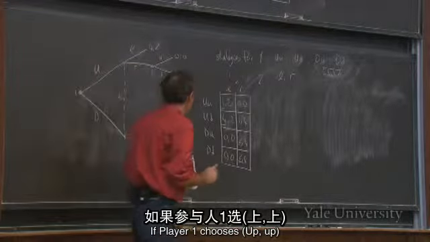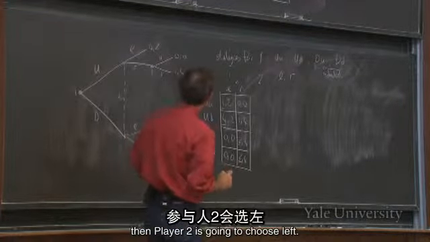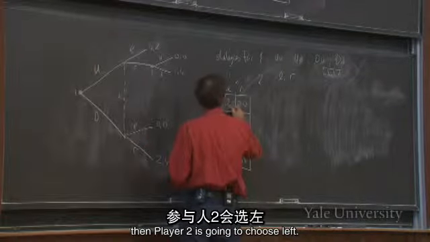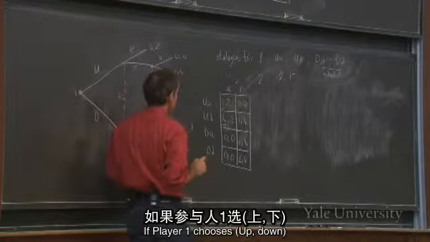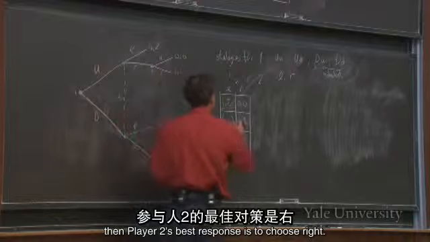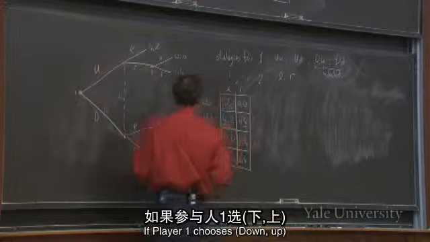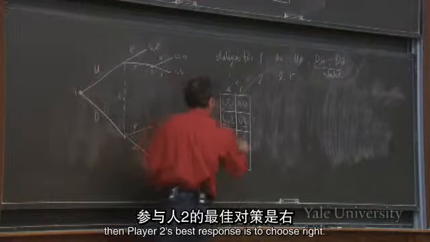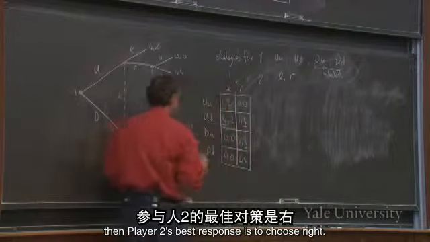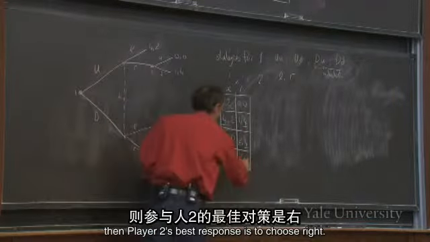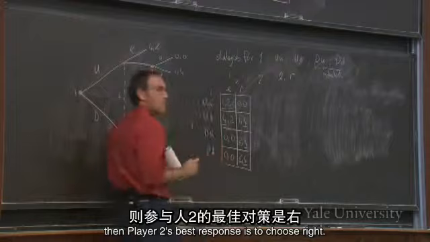If player one chooses up, up, then player two is going to choose left. If player one chooses up, down, then player two's best response is to choose right. If player one chooses down, up, then player two's best response is to choose right. And if player one chooses down, down, then player two's best response is to choose right.